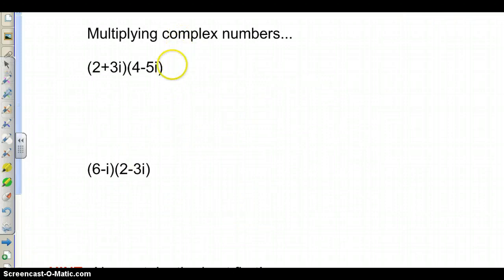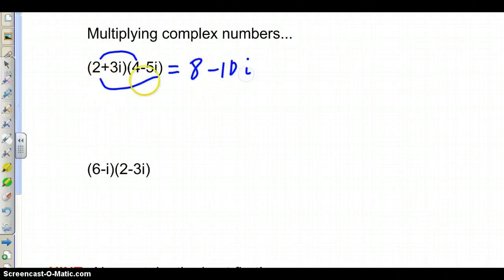Multiplying complex numbers is pretty easy. We're just going to use the FOIL technique. First, that would be 8, 2 times 4. Outside, that would be minus 10i. Inside would be plus 12i. And last would be minus 15i squared. You notice where the i squared came from. i times i is i squared.